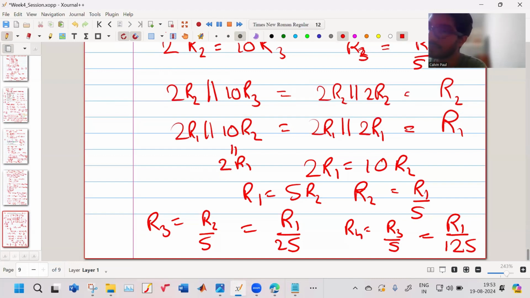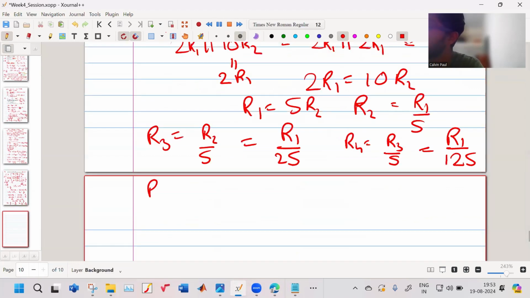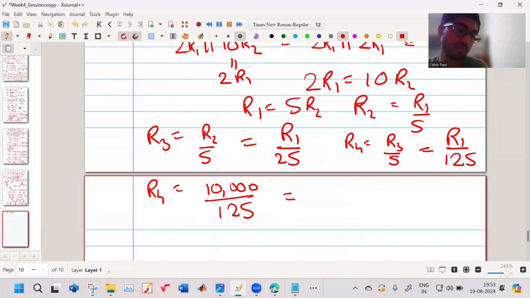Okay. So now my R1 is 10,000 ohm divided by 125. How much is this? So that becomes equal to 80 ohm. So any doubts in this?